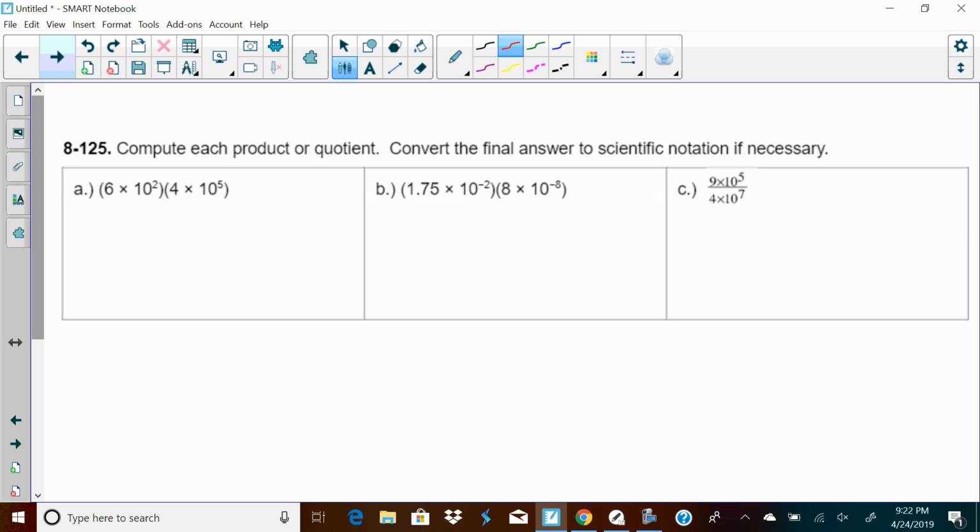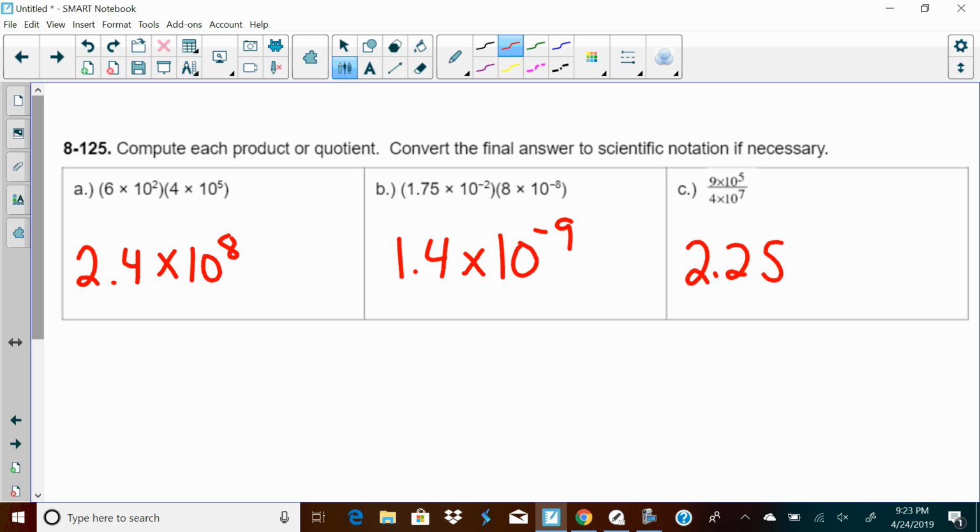Problem 125, compute the product quotient. Convert the final answer to scientific notation. So I just used my calculator, plugged it right in. So A, the answer is 2.4 times 10 to the 8th. B, the correct answer is 1.4 times 10 to the -9th. And C was 2.25 times 10 to the -2nd.